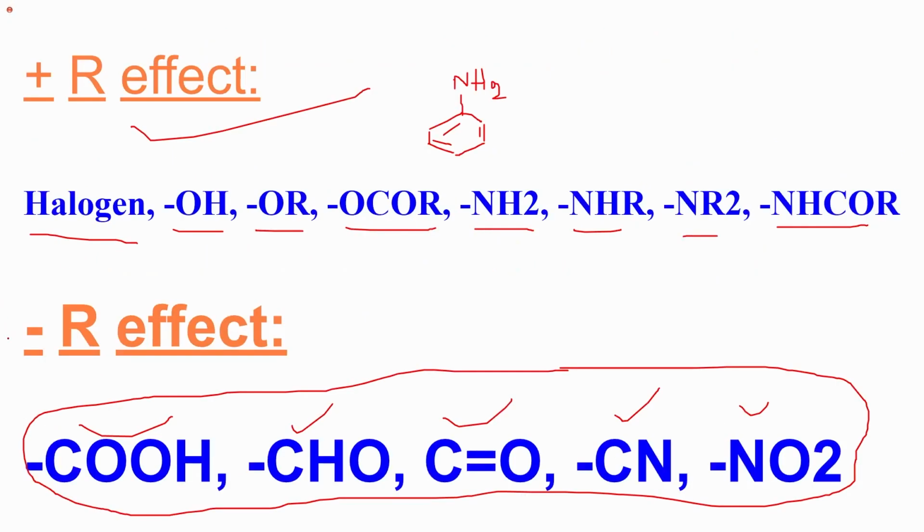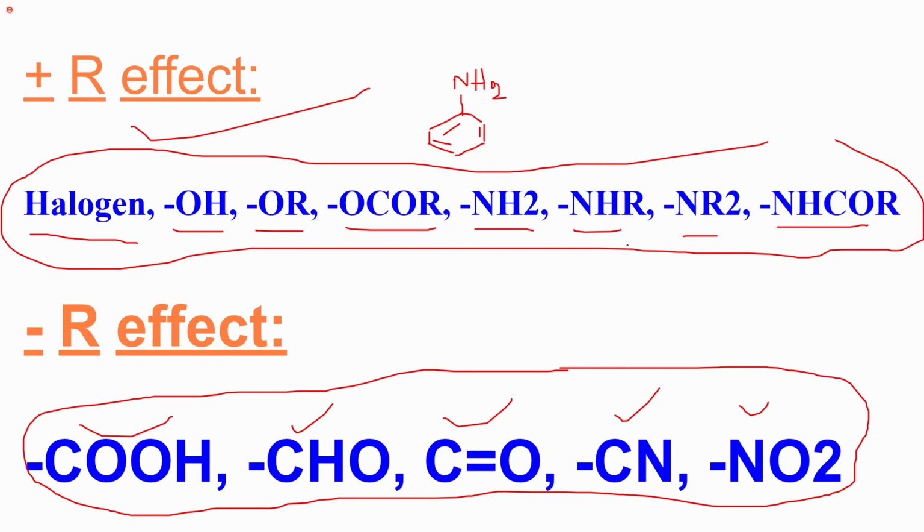So these are the groups that will show the positive R effect: halogen, OH group, OR group, NH2 group, NHR, NR2, and NH2R. If you see this kind of group attached anywhere in a conjugated system, what is a conjugated system? If there are alternating double bonds, then it is called a conjugated system, or any benzene ring. This kind of system also has alternating double bonds present. So that's why it is called the conjugated system.